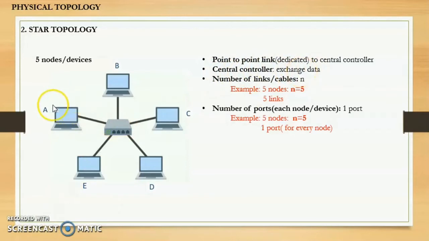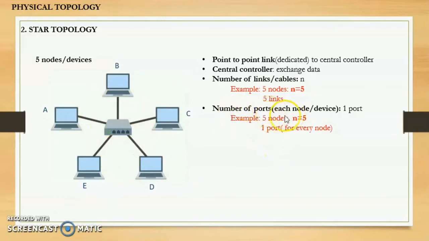Say for example, A wants to send data to D, then A will first send to the central controller and then the central controller will send the data to D. Next, the number of links or cables required in star topology is n, where n is the number of devices. In this figure there are 5 devices or 5 nodes, so n value will be 5. So 5 links will be required to connect 5 nodes. If you look at this figure, we can see that there are 5 links required to connect 5 devices.